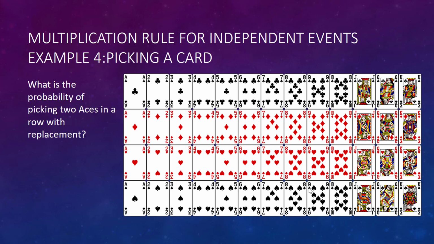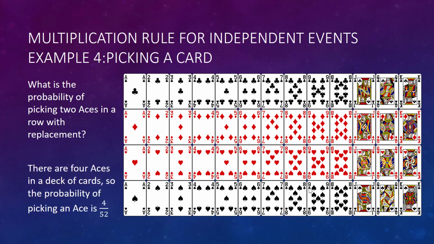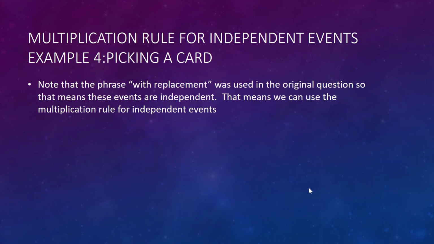Example 4, picking a card. What is the probability of picking 2 aces in a row with replacement? There are 4 aces in a deck of cards, so the probability of picking an ace 1 time is 4 over 52. Pause the video and see if you can use this information to calculate the overall probability. Note that the phrase with replacement was used in the original question, so that means that these 2 events are independent. Therefore, we can use the multiplication rule for independent events.